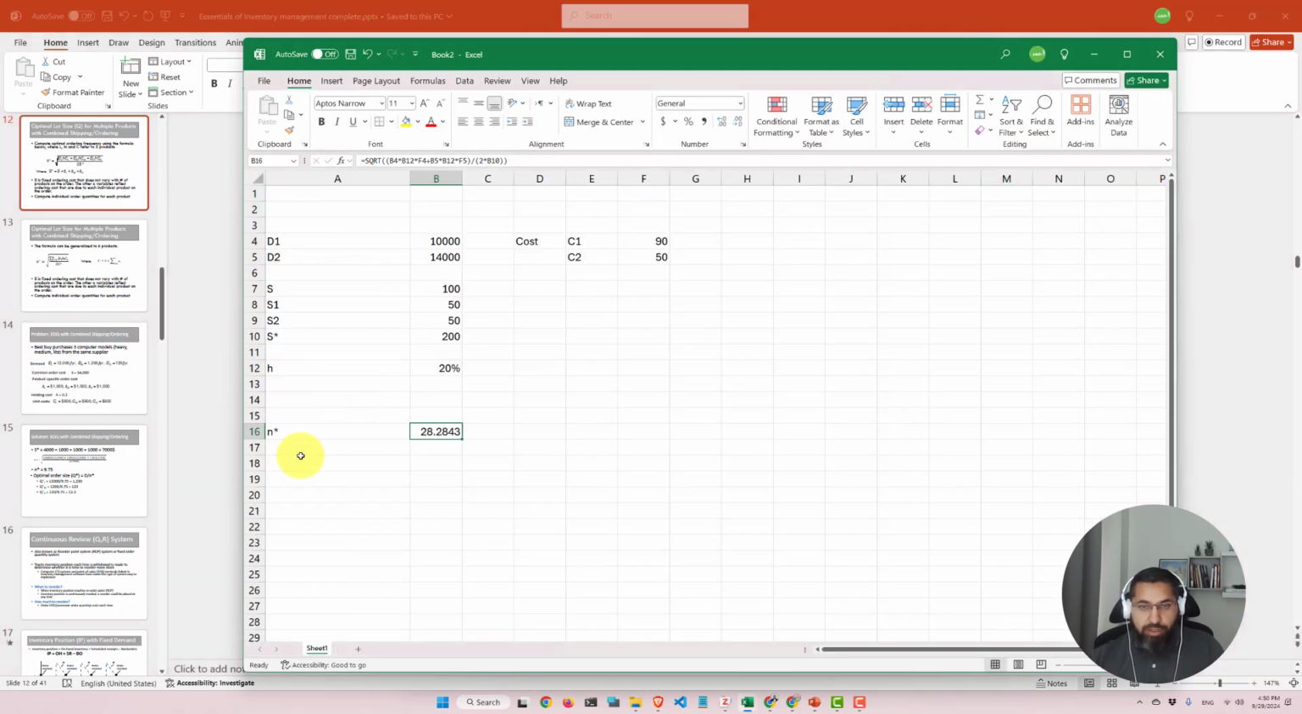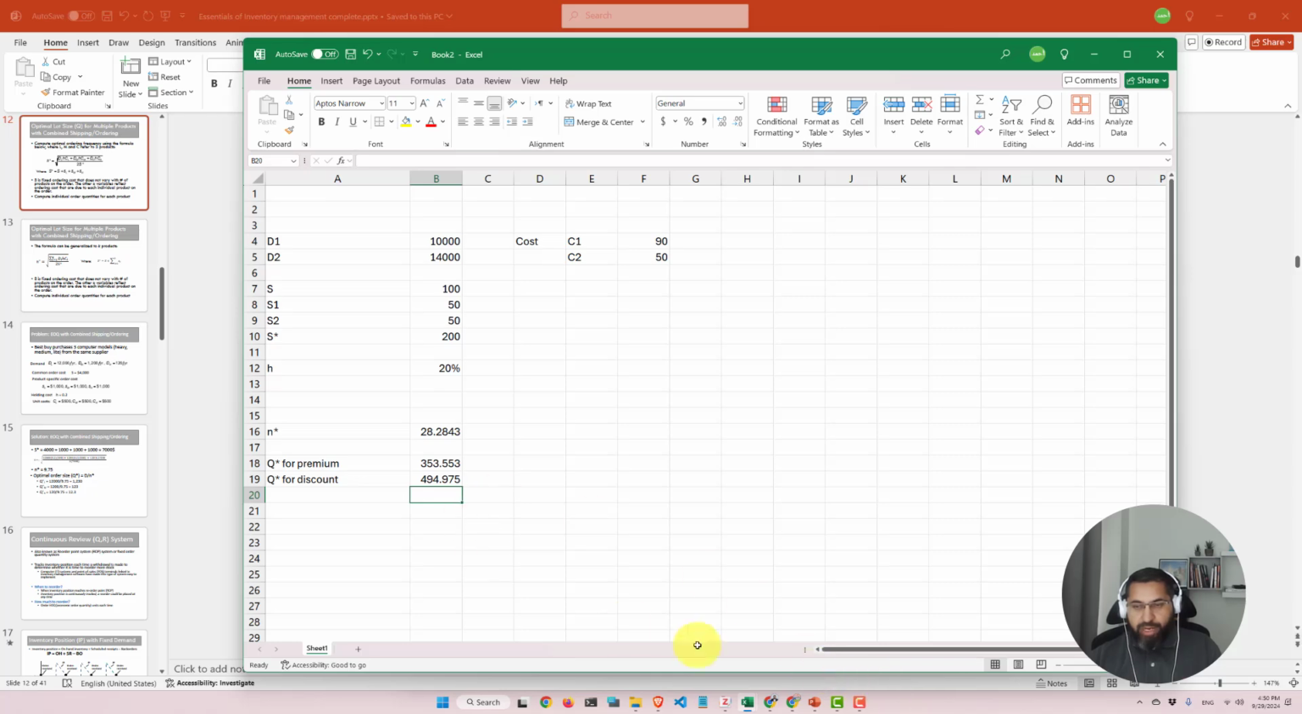So when N star is not sufficient, we need Q star for premium tires and Q star for discount tires. So this is going to be the annual demand for premium tires divided by N star. And this is just going to be annual demand for discount tires divided by N star.